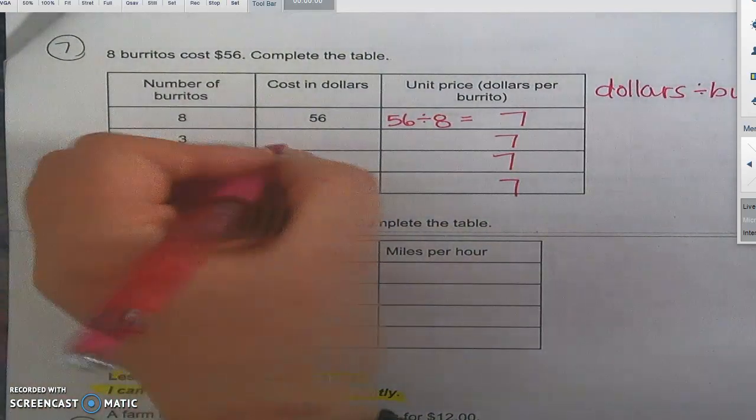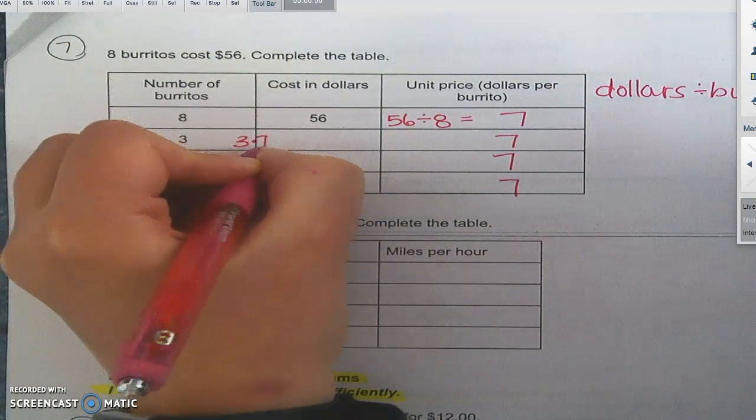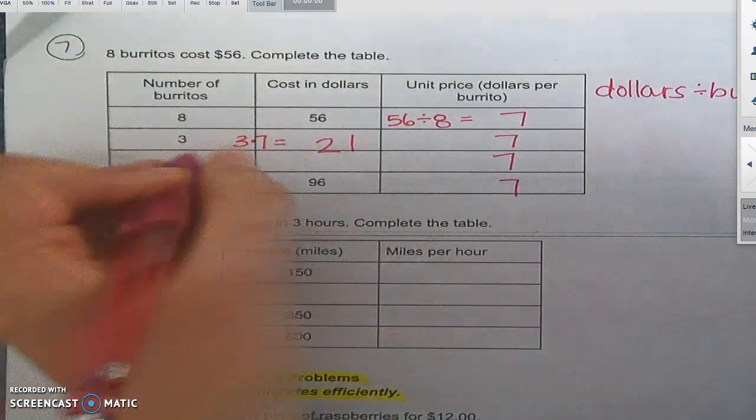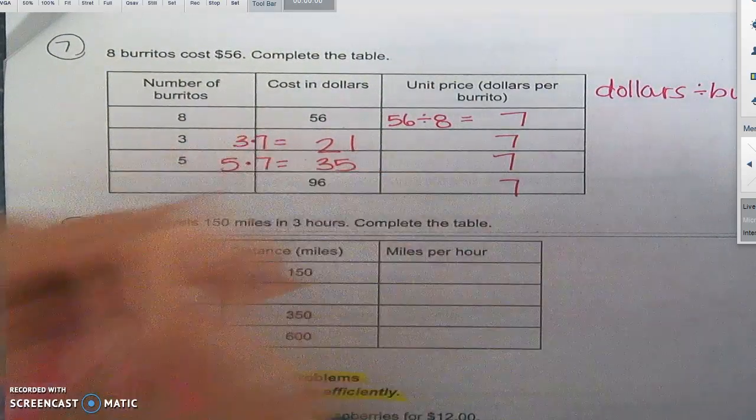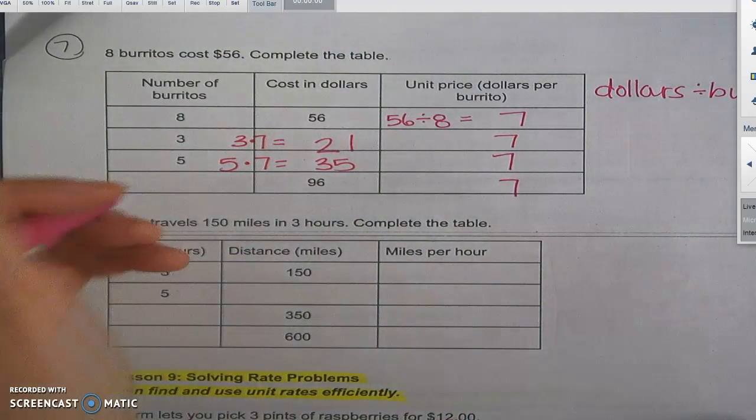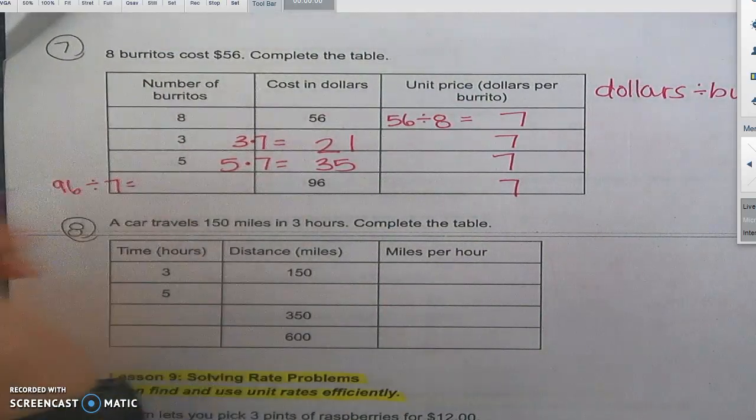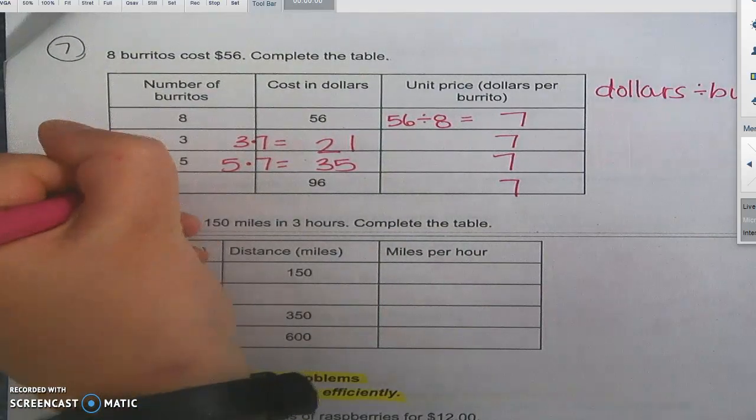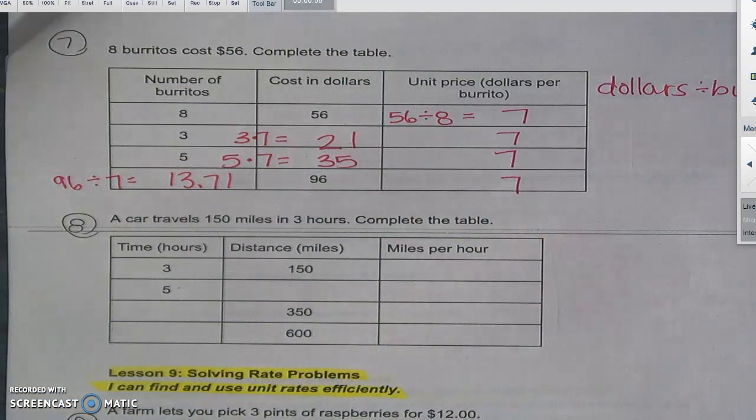So then if I want to find 3 burritos, I'm going to do 3 burritos times $7 per burrito is $21. 5 burritos times $7 per burrito is $35. This one's weird because I used a number that doesn't come out so nice and pretty, so you'll have to bear with me. But I'm going to do $96 divided by $7 per burrito. And here's where it really doesn't make sense. It's 13.71 burritos. We can just pretend that you can buy that much of a burrito.